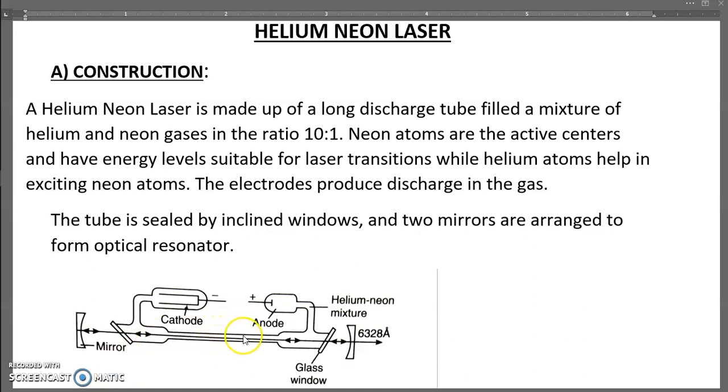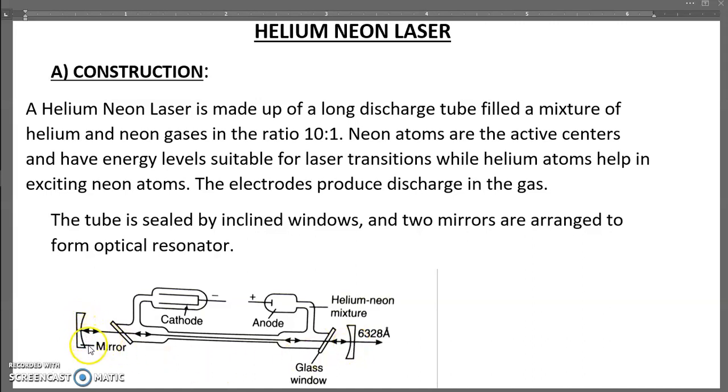These neon atoms are active centers and have energy levels suitable for laser transition. You can see here the electrodes, anode and cathode. These are the electrodes. They produce the discharge in the gas. You can see in the diagram that the tube is sealed by inclined windows, and the two mirrors are arranged to form the optical resonator.